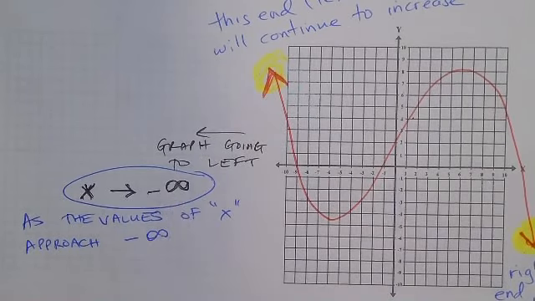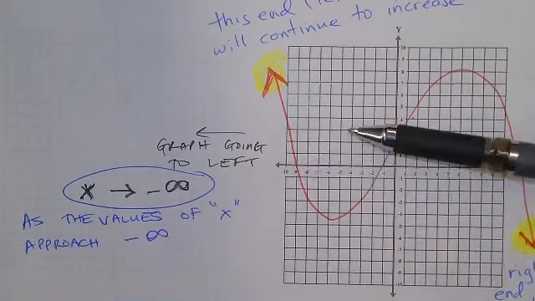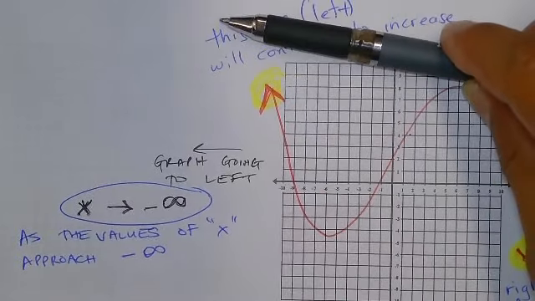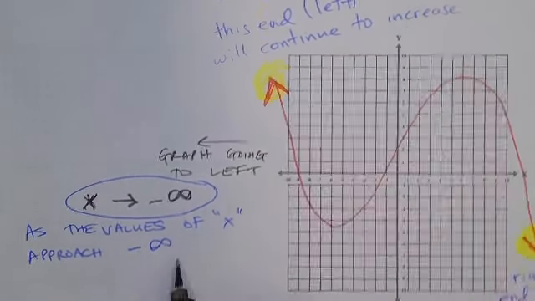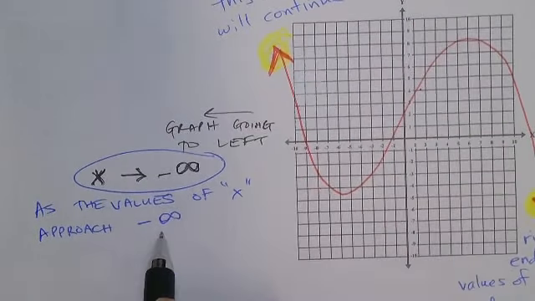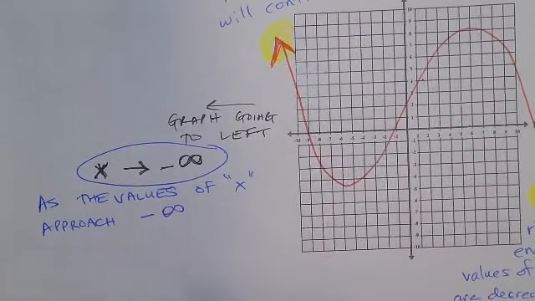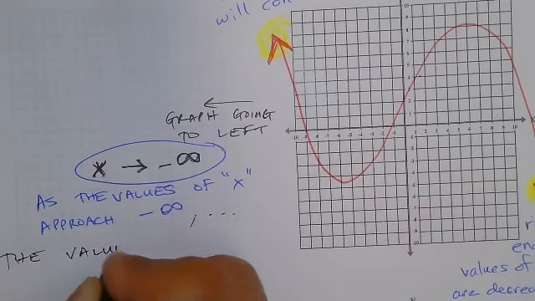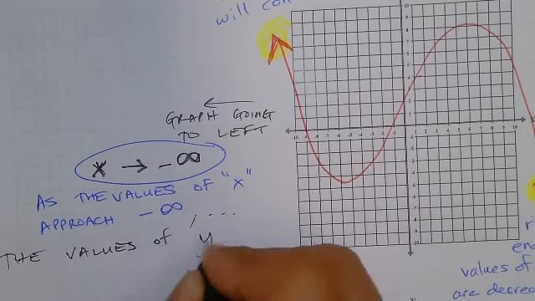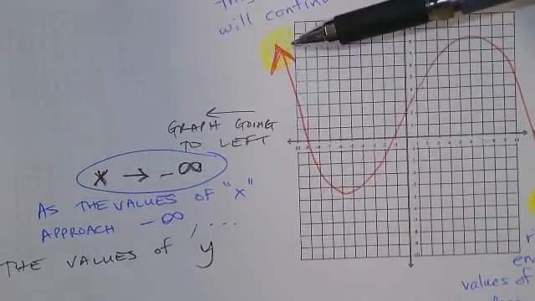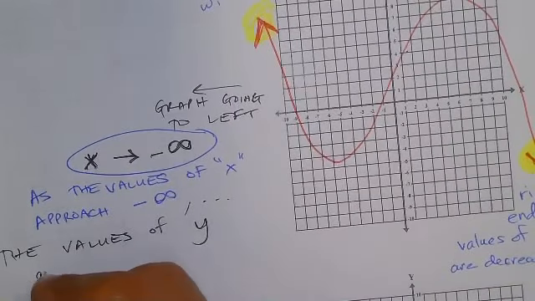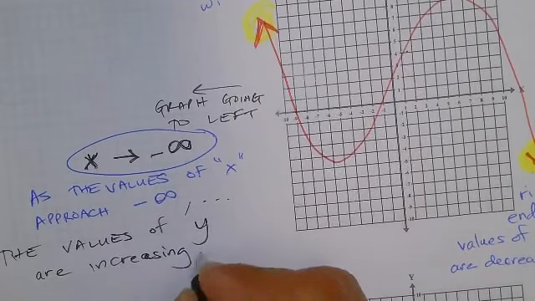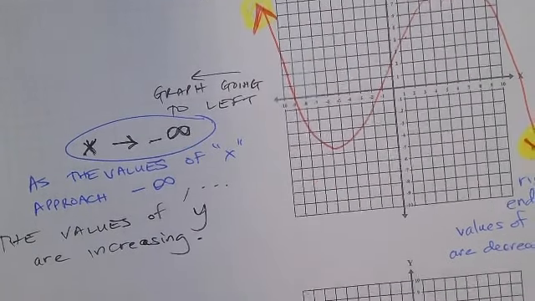Look at this end. We're just focusing over here. As the values of x, and if I look at this end, as it keeps going deeper this way to the left, what is happening to the values of y on this graph? Isn't it increasing? Yes. As the values of x approach negative infinity, I can see that this end behavior, we're going to say the values of y, and then this arrow is shooting up, so that's going to be increasing. Go ahead and write that in.